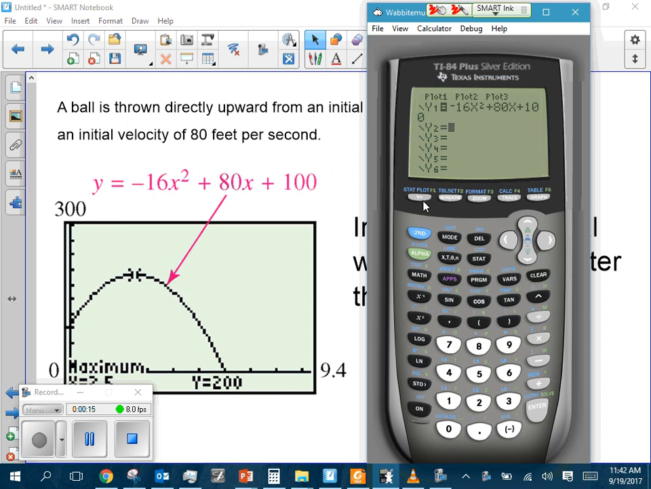Okay, first thing is we're going to Y=, and we're going to type in the function that we're interested in. Now we have to use x's instead of t's. It's just the way our calculator is programmed.